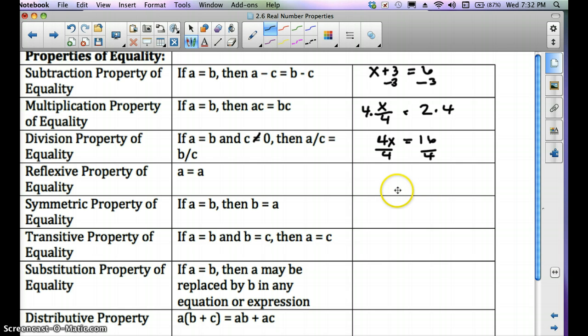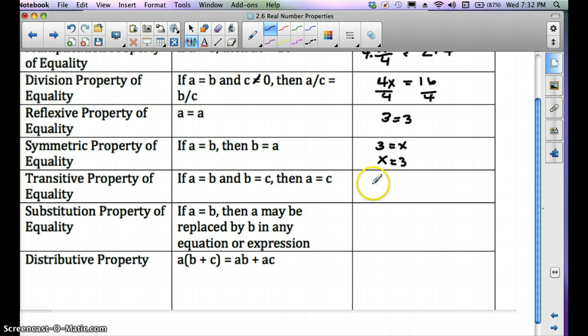Reflexive property, a equals a. So if we ended up with an equation like 3 equals 3 or x equals x. Symmetric property: let's say we had 3 equals x and we want to switch it over to x equals 3. That'd be the symmetric property. Transitive property: let's say I had triangle equals circle and circle equals square. Then we could say triangle equals square. That's what I could come up with off the top of my head. Substitution property: if a equals b, then a may be replaced by b in any equation or expression. So if I said 3 times 2 equals 6, I could substitute it with 6.